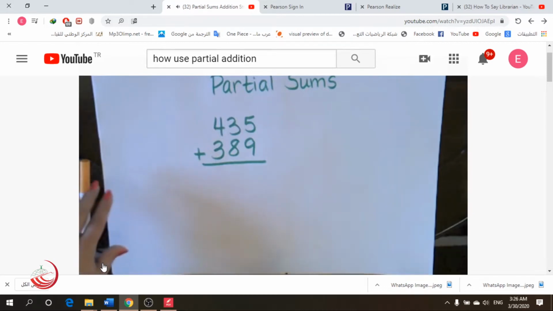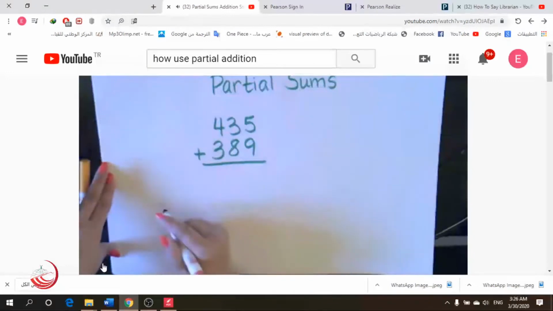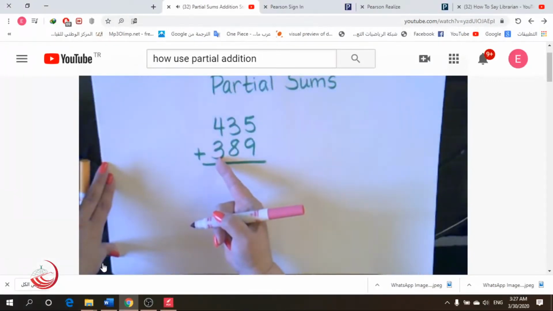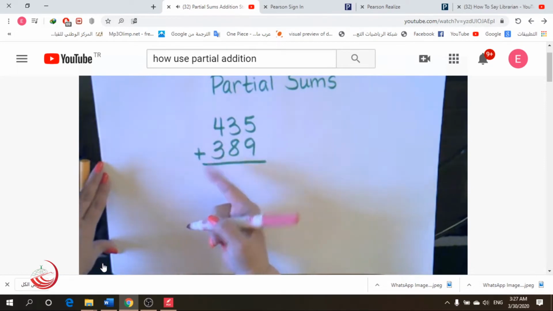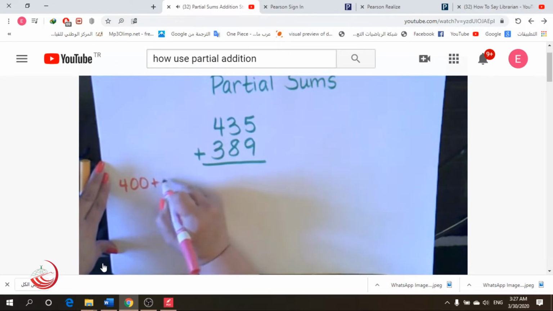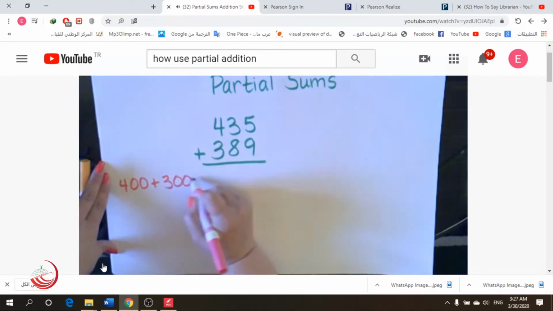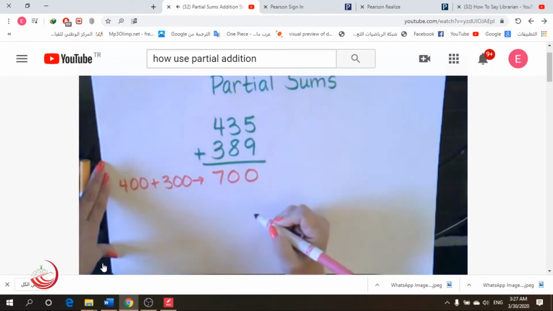Okay, now we're going to do an addition strategy called partial sums. You can see the word part in partial. Partial sums is where we're adding up the parts of the number or the place values to get our total or our sum. And I'm going to start with my hundreds place and add up 400s plus 300s. So I have 400 plus 300, and that gives me 700. And now I'm going to look at my tens place.